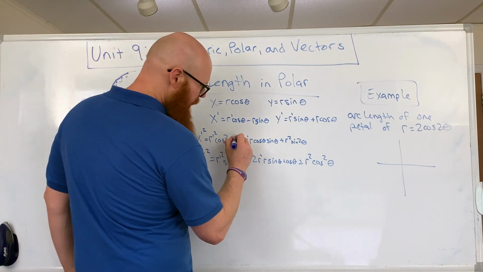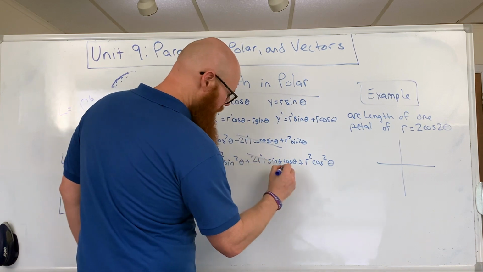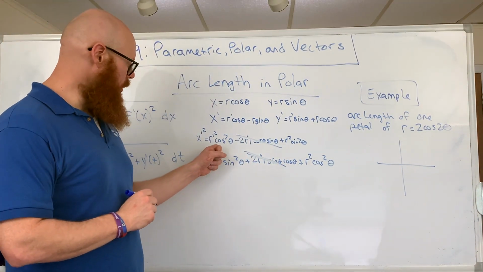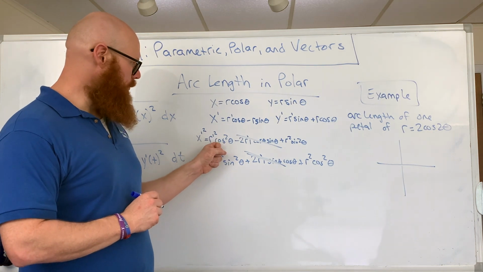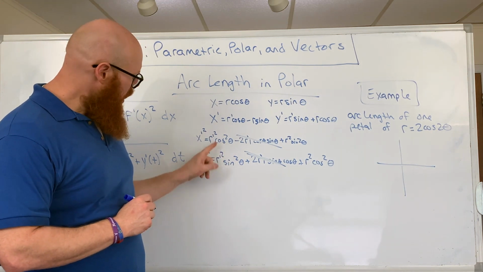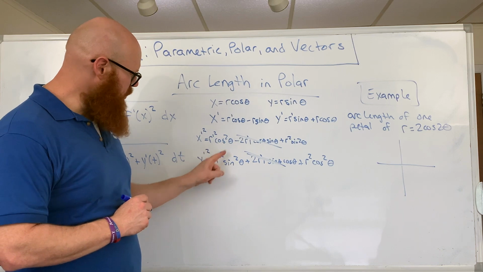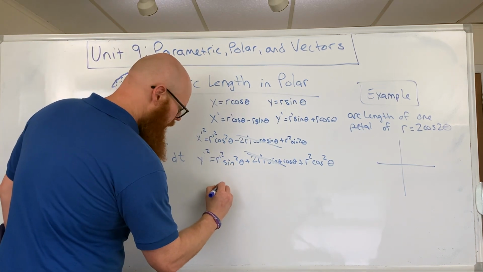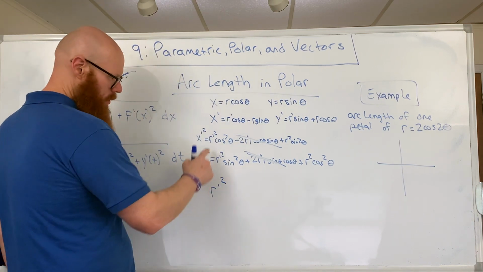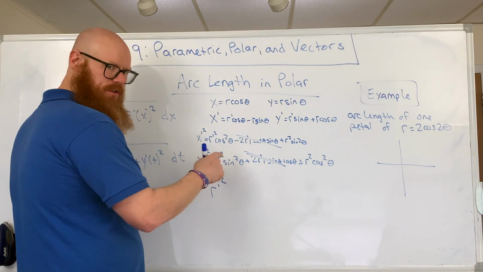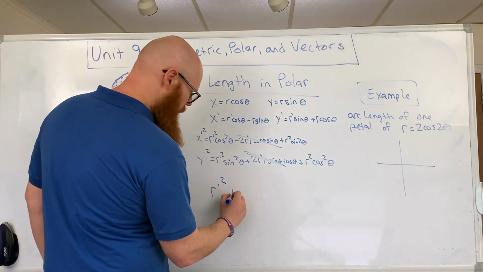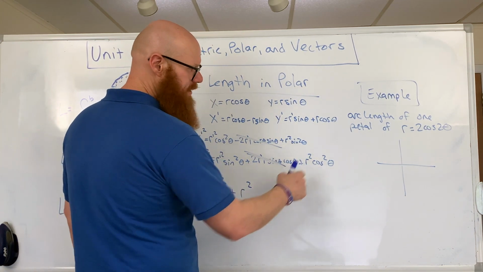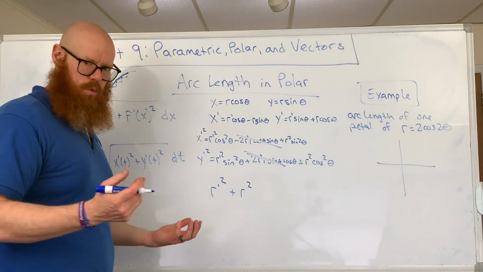When we add them together, this and this, they cancel out. I end up with, if we look at this first one, r prime squared cosine squared theta plus r prime squared sine squared theta. I can factor out the r prime squared, and I'll have sine squared plus cosine squared, which is just 1. So that's pretty much gone. And I can do the same thing here. I can factor out r squared, and I'm going to have sine squared plus cosine squared, and that's just 1.